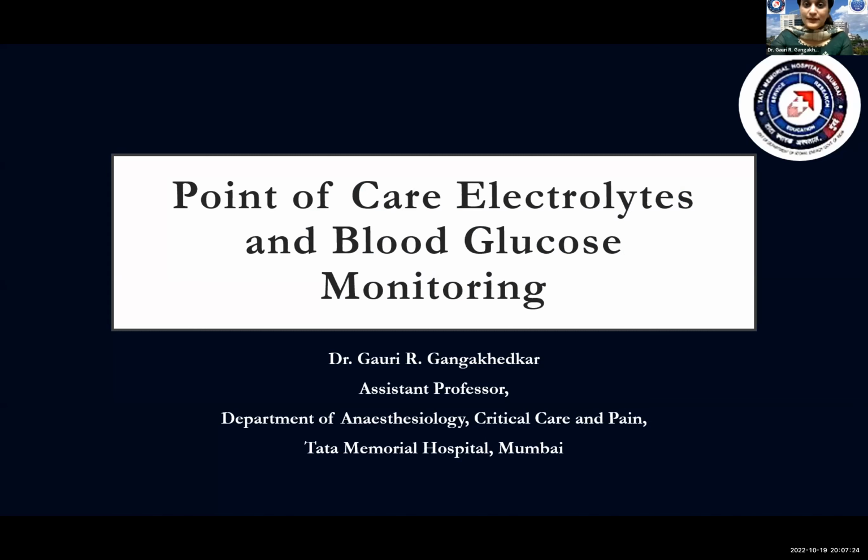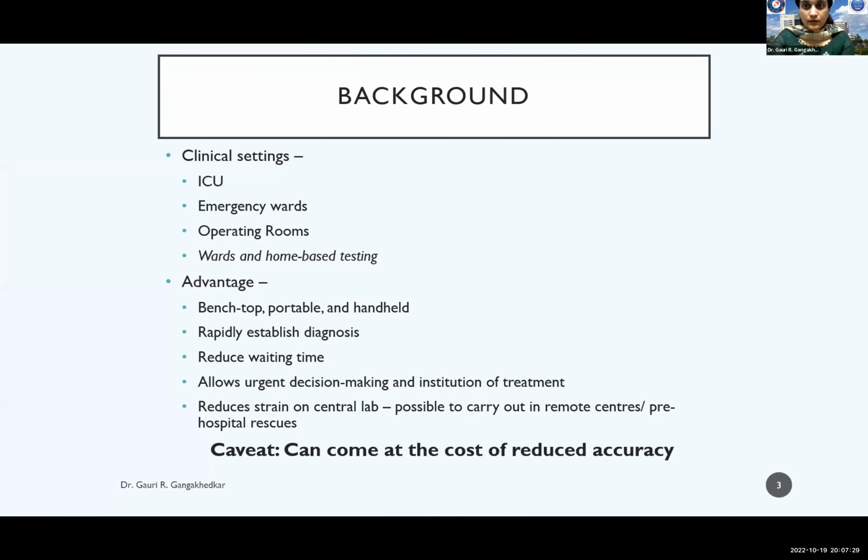We start off with the point of care electrolytes and blood glucose monitoring. While this whole CME is based on point of care management, we have to understand why point of care tests are necessary to begin with. In the clinical settings, they're required in the ICUs, emergency wards. We use them in operating rooms and even in wards and home-based testing. In the wards and home-based testing, point of care testing is basically used for blood glucose management.